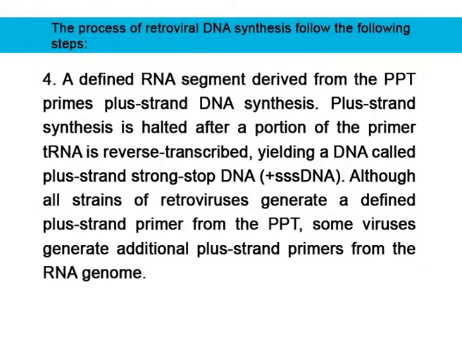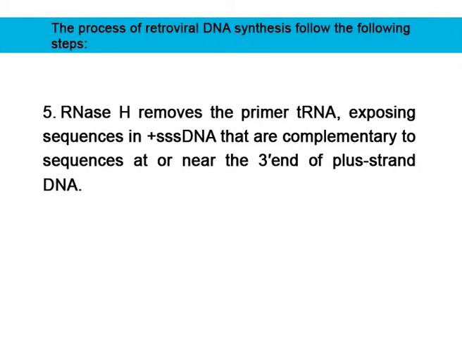Plus-strand synthesis is halted after a portion of the primer tRNA is reverse transcribed, yielding a DNA called plus-strand strong stop DNA, or plus SSS DNA. Although all retroviruses generate a defined plus-strand primer from the PPT, some viruses generate additional plus-strand primers from the RNA genome. In the next step, RNase H removes the primer tRNA, exposing sequences in the plus SSS DNA that are complementary to sequences at or near the 3' end of minus-strand DNA.